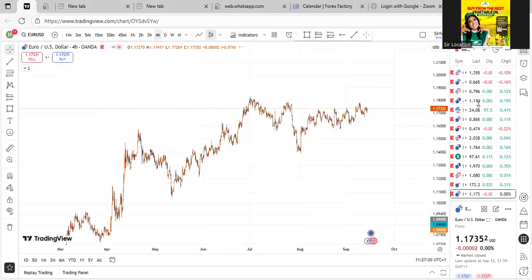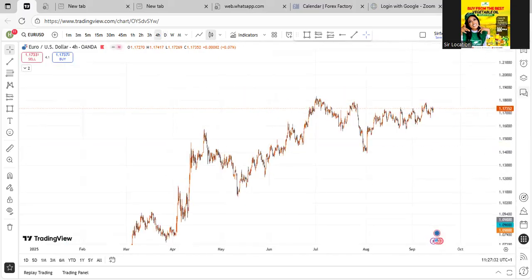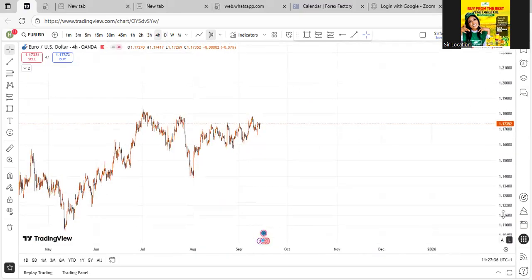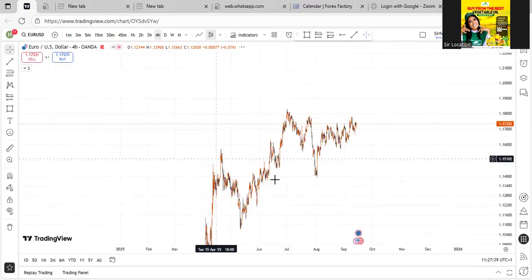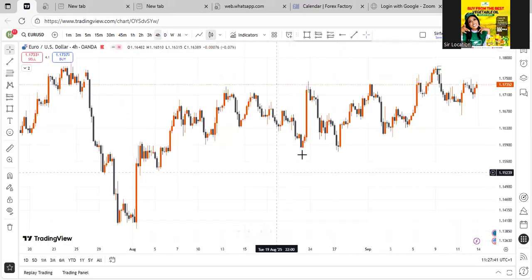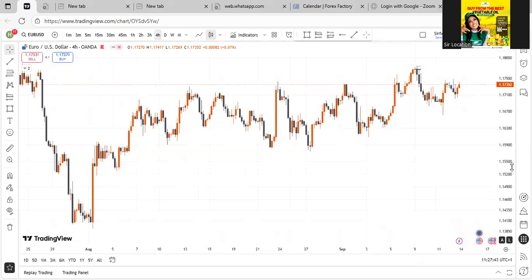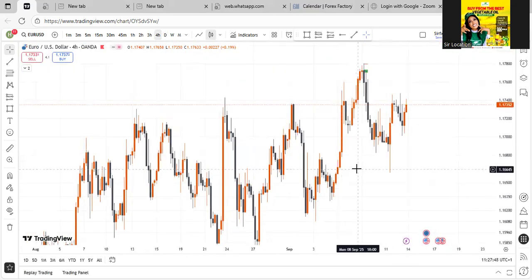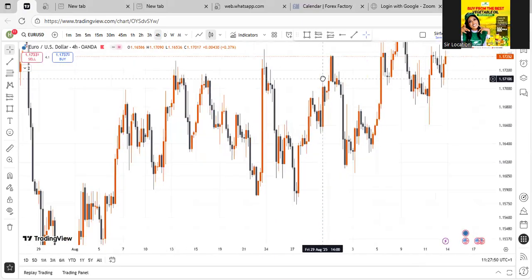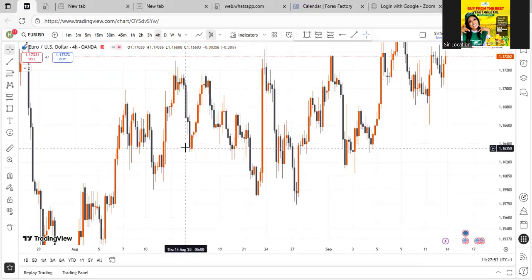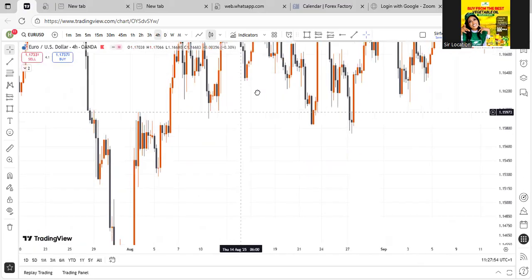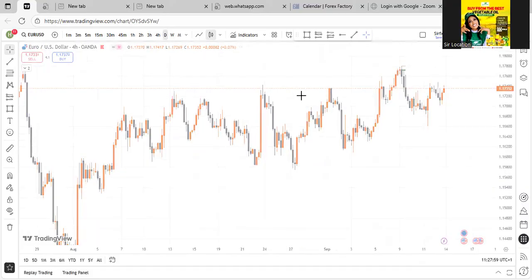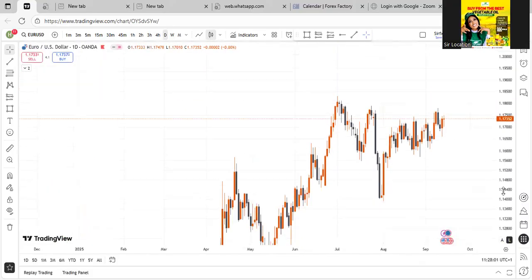So now this is the 4 hours time frame. Now I have to follow the immediate trend in the market. This is Euro USD. First of all, what you need to do is this: come to your daily time frame to know the directional bias in the market.